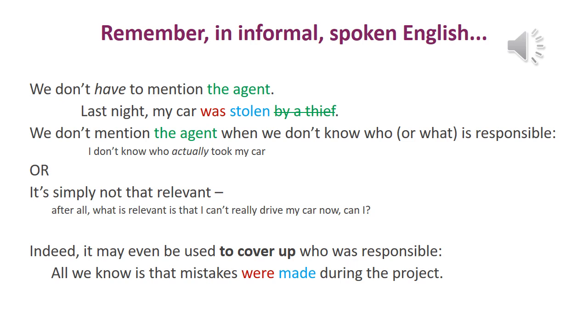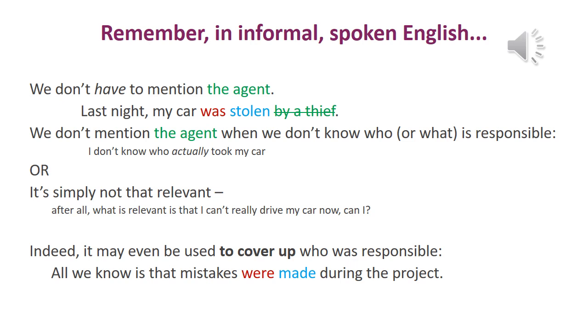Remember, in informal spoken English, we don't have to mention the agent. Last night my car was stolen. We don't mention the agent when we don't know who or what is responsible. I don't know who actually took my car. Or it's simply not that relevant. After all, what is relevant is that I can't really drive my car now, can I?